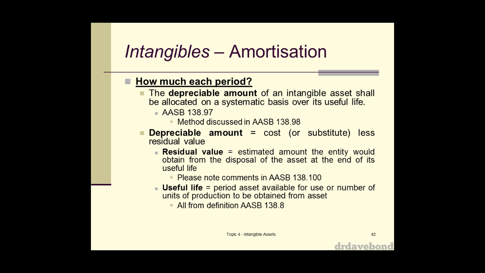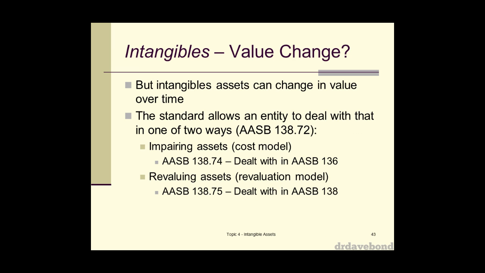How much each period? The depreciable amount of an intangible asset shall be allocated on a systematic basis over its useful life, paragraph 97, and that is exactly the same as what we see with depreciation. So if you understand depreciation, you understand amortization, which is really nice.